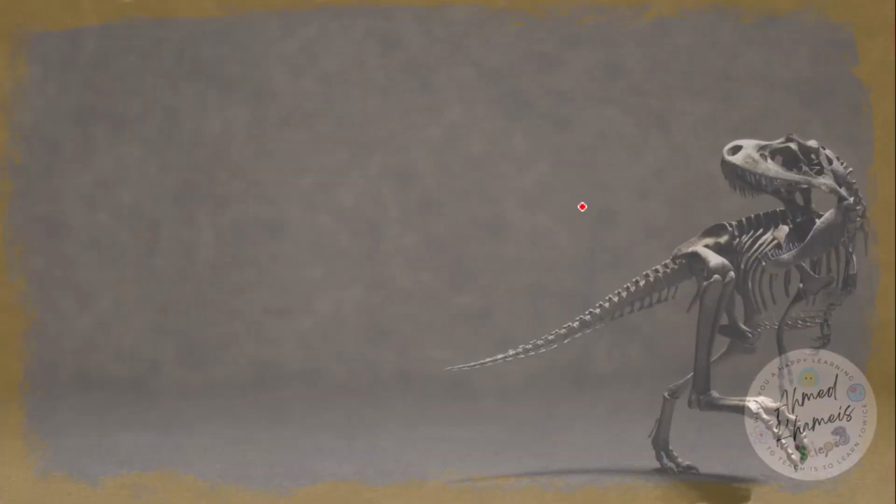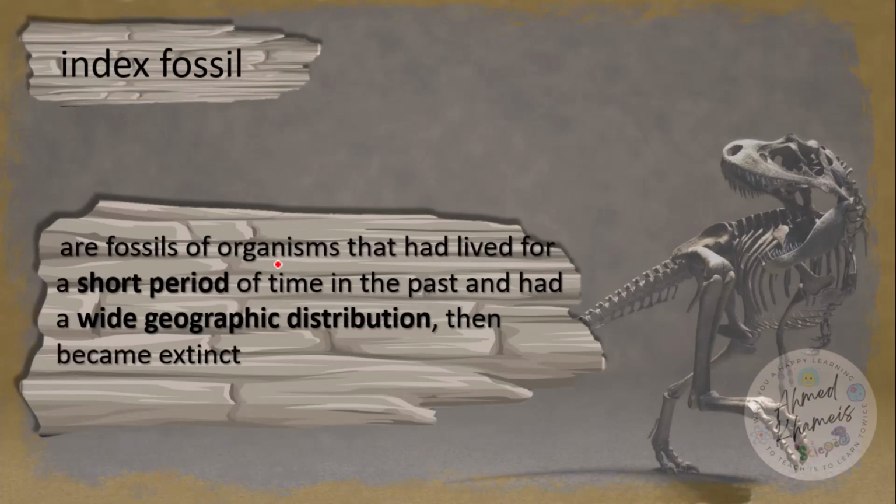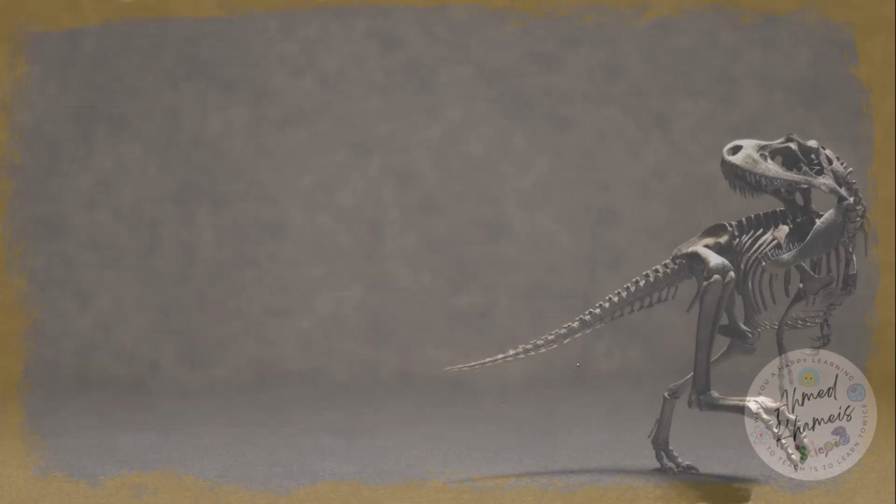We determine the age of a sedimentary rock by what we call an index fossil, which are fossils of organisms that lived for a short period of time but had a wide geographic distribution. So the index fossils are fossils of organisms that lived for a short period, but they nearly lived everywhere. Two famous examples of index fossils are the ammonite fossils and trilobite fossils, because those creatures nearly lived everywhere in oceans back in time.